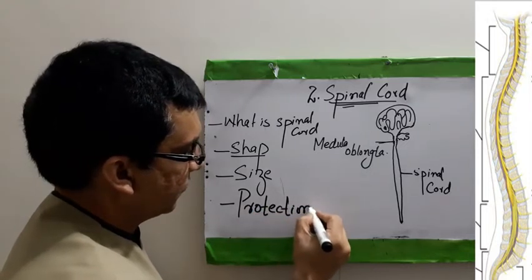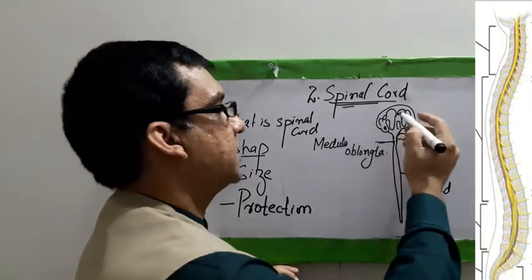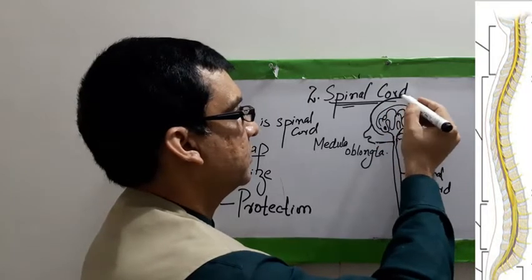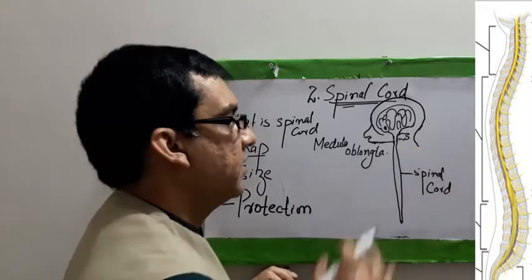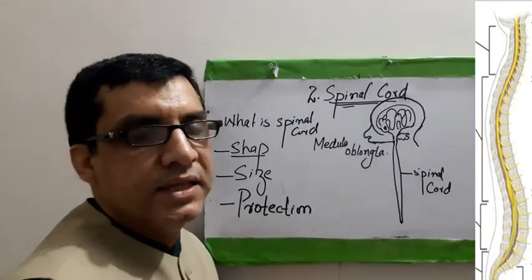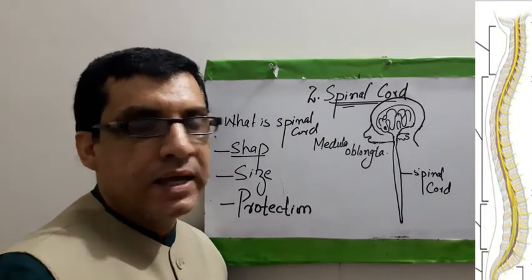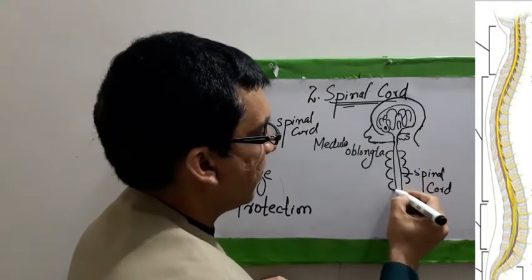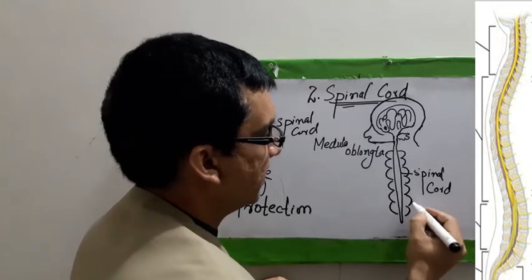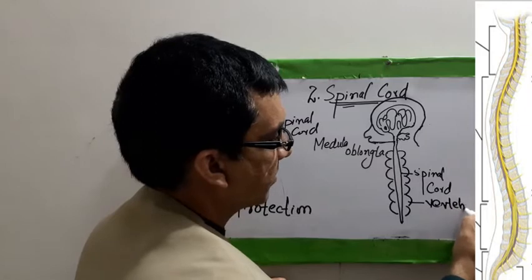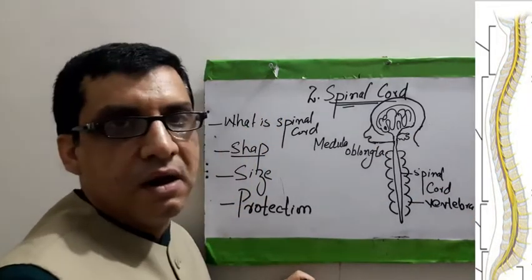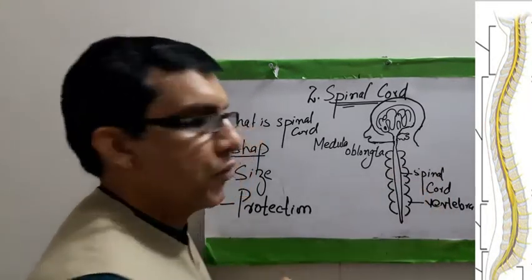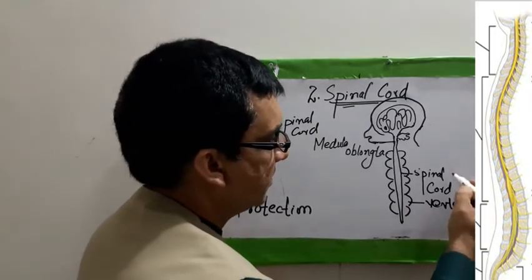Protection. The brain is protected inside the skull bone. Similarly, the spinal cord is protected by small bones called vertebra, which surround the spinal cord and form a column, and that column is called the vertebral column. Inside that vertebral column, the spinal cord is present and protected. So that was the protection of the spinal cord.